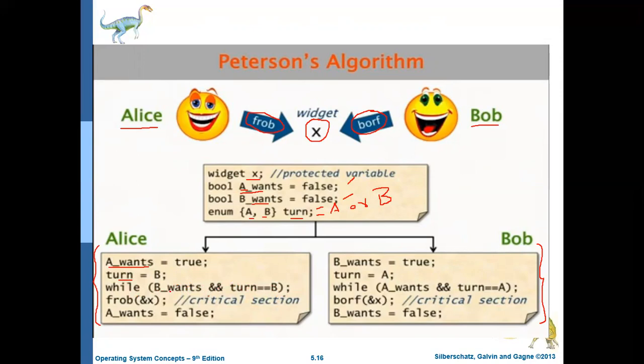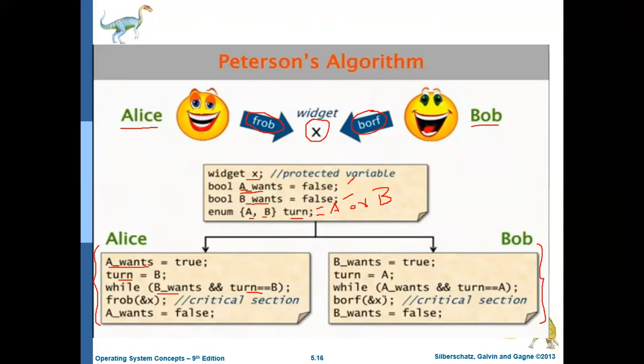Turn is B, that we know. Alice is setting turn as B, so we know turn is B. But we don't know whether B wants is true or not. If Bob also wants to perform an operation at the same time, then B wants will be true. If both of these variables are true, then this will become a spin loop or spin lock, and Alice will keep on waiting. It means that during that time, Bob is in the critical section.